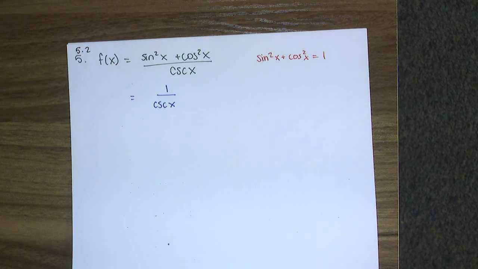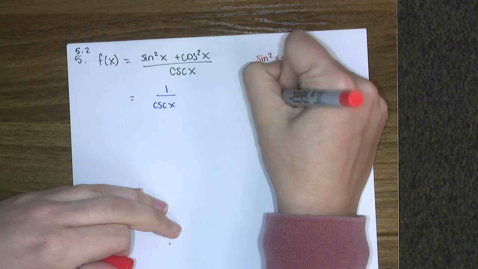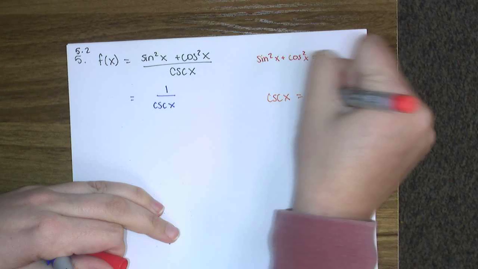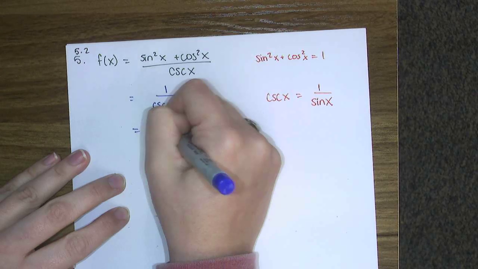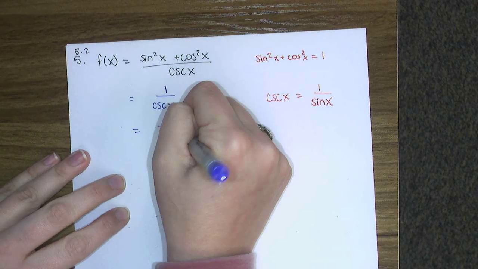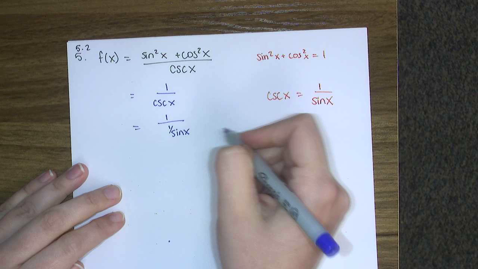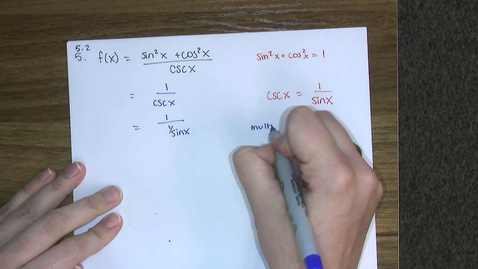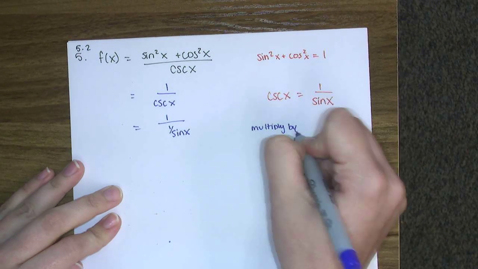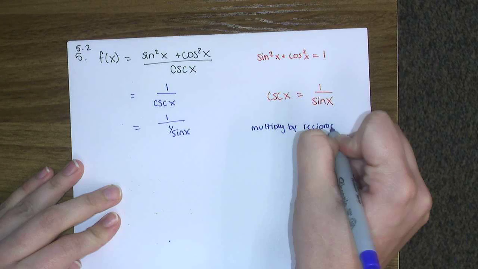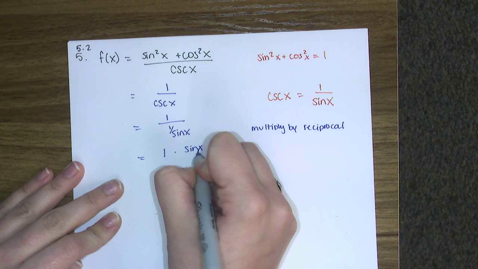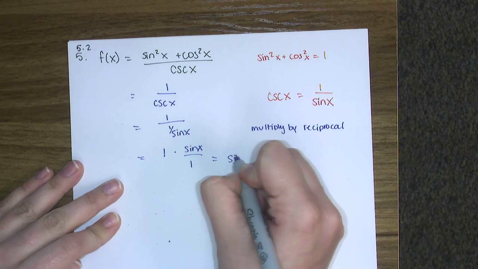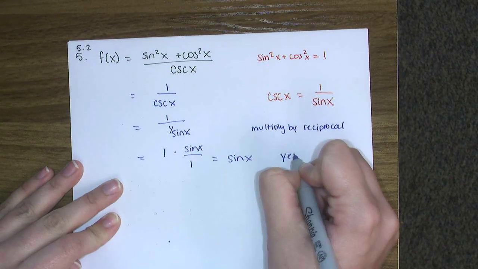I know that cosecant of x is equal to 1 over the sine of x. So I can rewrite that as 1 over 1 over the sine of x. Again, multiply by the reciprocal. So it's 1 times sine of x over 1, which is equal to the sine of x. So yes, it's an identity.